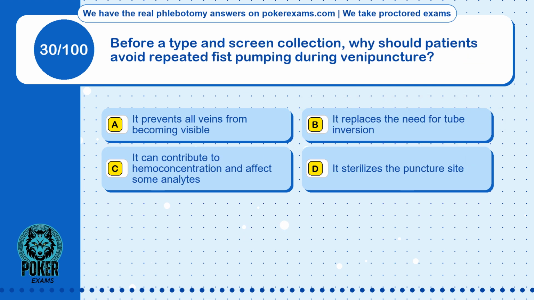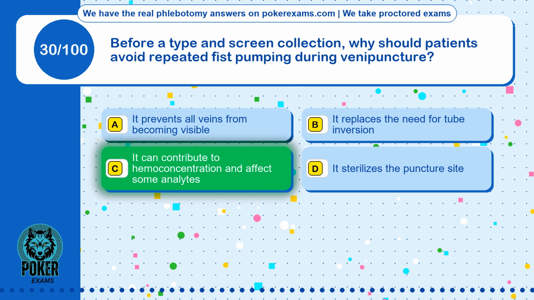Question 30. Before a type and screen collection, why should patients avoid repeated fist pumping during venipuncture? Option A. It prevents all veins from becoming visible. Option B. It replaces the need for tube inversion. Option C. It can contribute to hemoconcentration and affect some analytes. Option D. It sterilizes the puncture site.